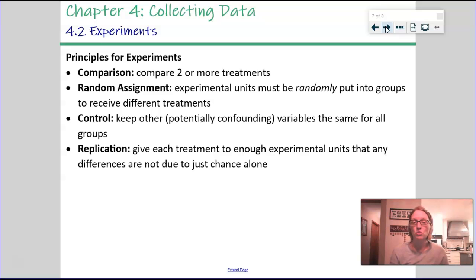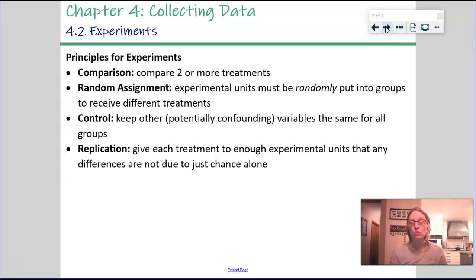The next principle is random assignment. We have to put the experimental units randomly into groups instead of letting people choose, because again, we want to control for those confounding variables. We want to control anything that we can, so any responses we measure are simply due to the explanatory variable alone and not other factors.